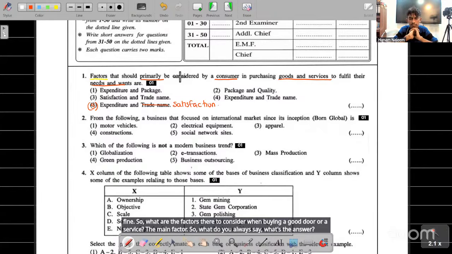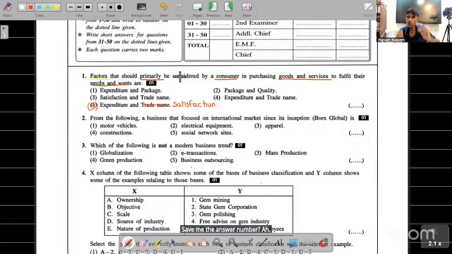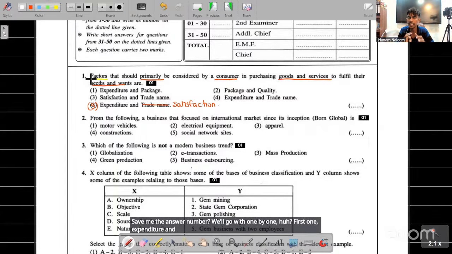Show me the answer number. What do you all say? We'll go one by one. First one, expenditure and package. Do we consider expenditure, meaning how much you spend? Package means the package of the item. Do we consider that factor when we buy a good or a service?